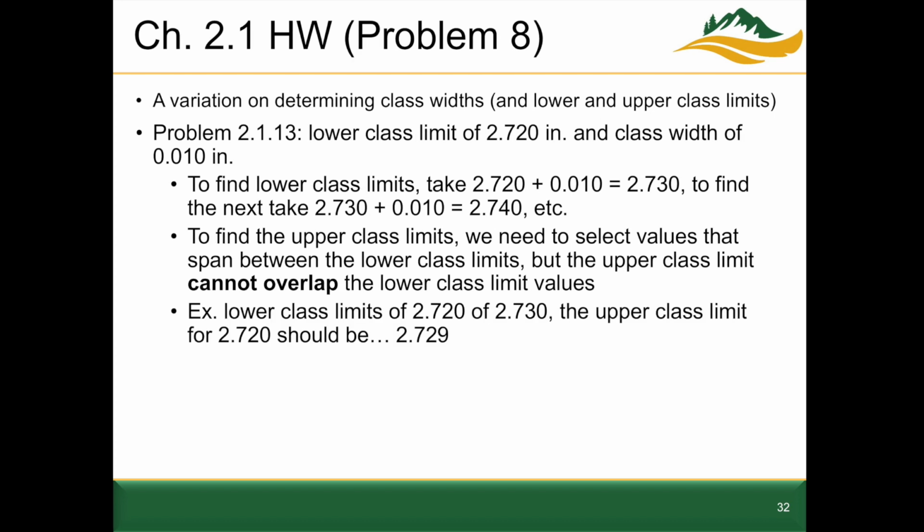To accomplish this, the best value we can pick for that upper class limit would be 2.729, right? Because it goes from this lower class limit right up to this limit, but it doesn't overlap either one of those. Okay, so that's how you would select these upper class limits when you're given class widths that are very, very small and even less than 1. So this is how you would approach problems like problem 8 on your 2.1 homework.